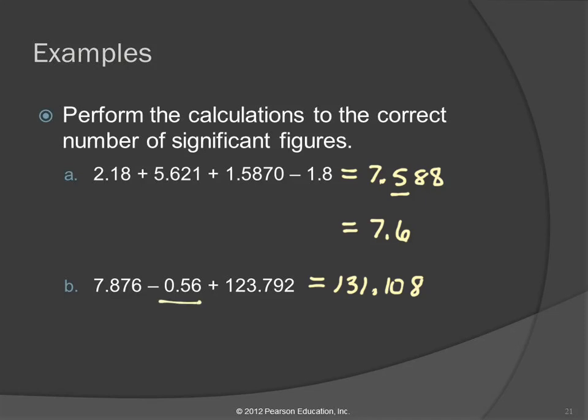It's got 2 decimal places. So then we're going to round our answer to 2 decimal places. We're going to keep the second decimal place. We're looking at this digit that we're dropping. It's another 8. So it rounds up to 131.11.